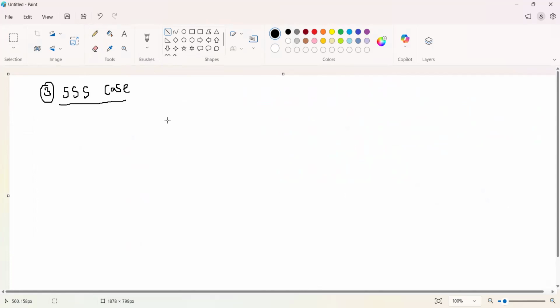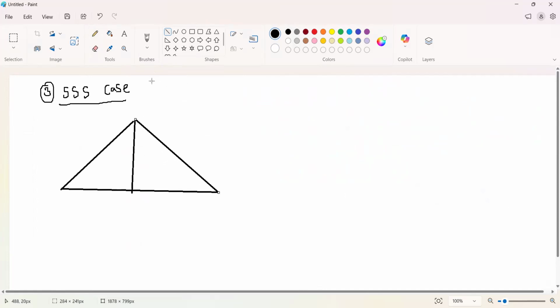SSS means three sides equal with another three sides of another triangle. Like here, side, side, side case. If I consider two triangles like here, I take it as A, B, C this side and D other side. Okay. What are the two triangles here?